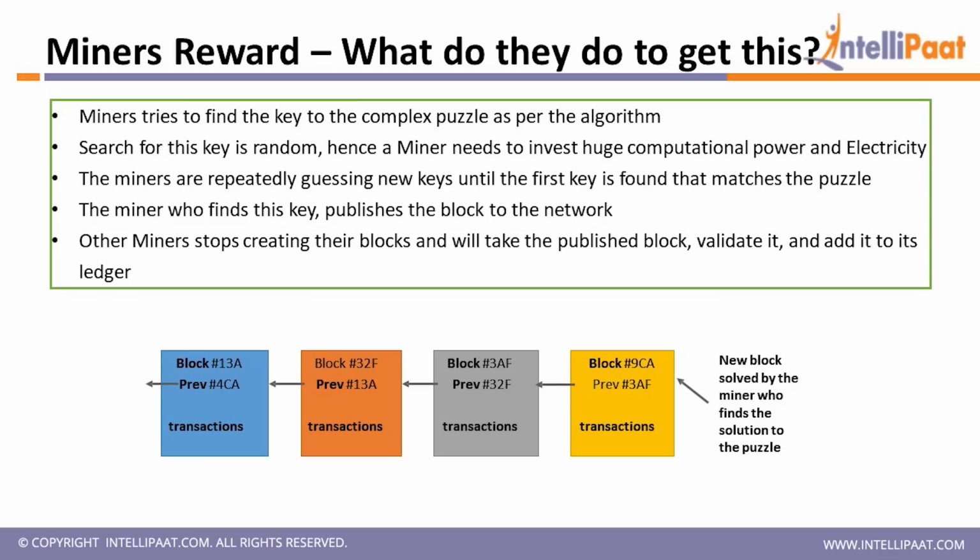All this happens, and we have seen it already. Other miners stop creating blocks and take the published block, validate it and add it to the ledger. So the new block will be published first to the network, and all nodes will take it, validate it and add it to their ledgers. In the diagram, you can clearly see new blocks are appended at the end of the blockchain network.